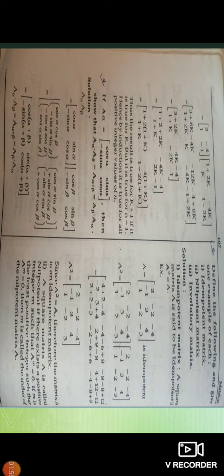The condition is A to the power m is equal to 0. A to the power m, capital A is a square matrix, and its power is a positive integer 2, 3, 4, 5. Suppose A to the power 3, then we have to do A into A into A, and the answer should be the 0 matrix, or null matrix.